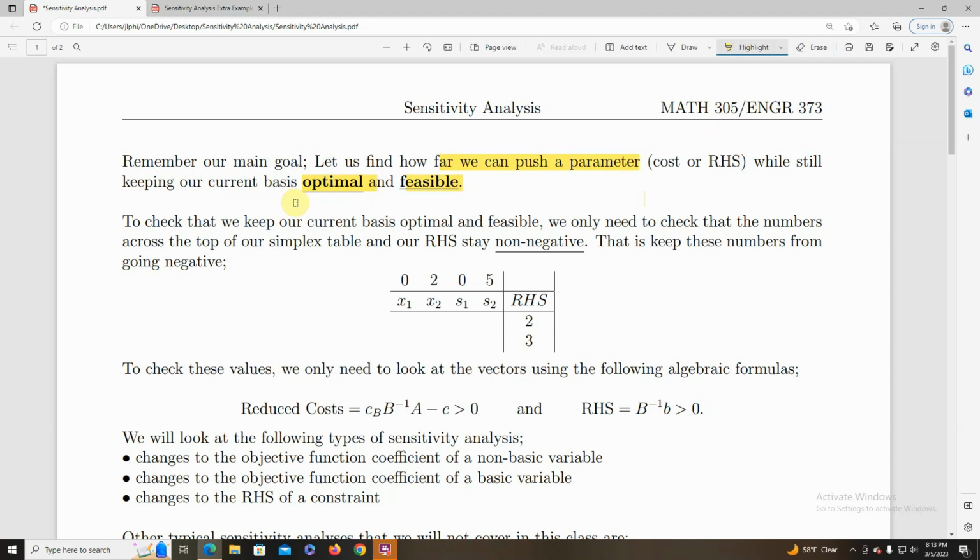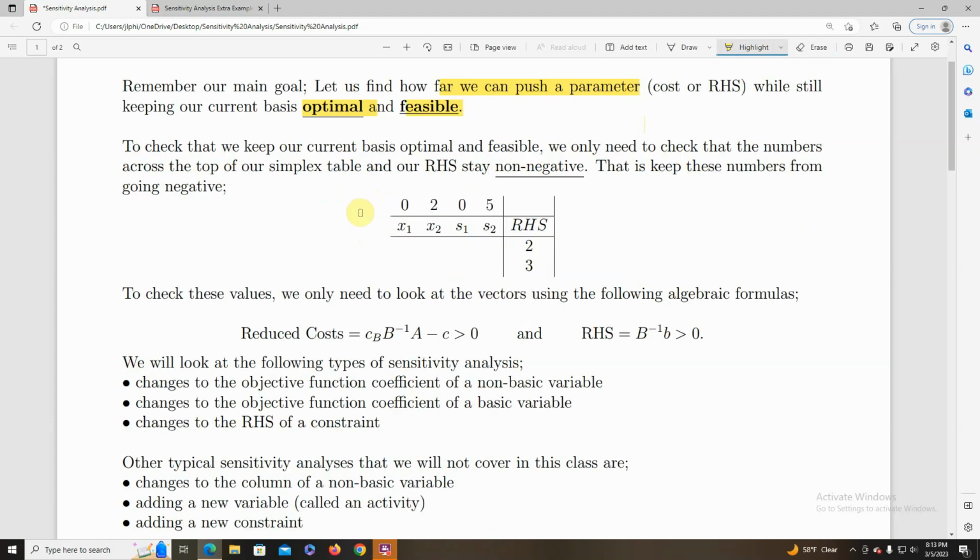Okay. Now, if you're looking at a simplex table, to check optimality, all you're looking at are the reduced costs. You don't care about the objective function value. You don't care about the body of the simplex table. All you are looking to see is if there are any attractive variables to enter. And if there are no attractive variables, then we're optimal. So if I'm checking optimality and I see how far a parameter can move, all I need to check are the reduced costs.